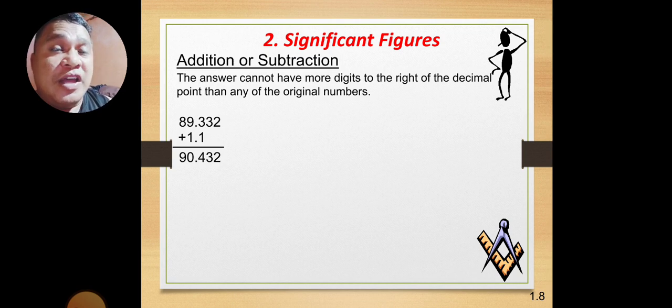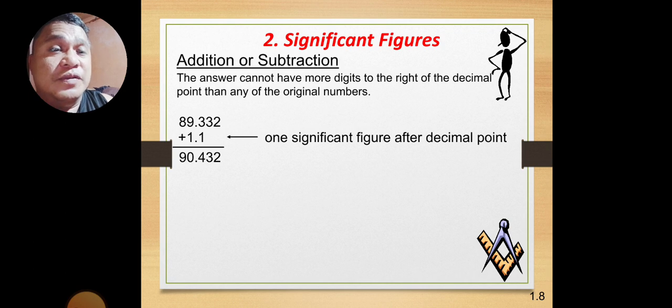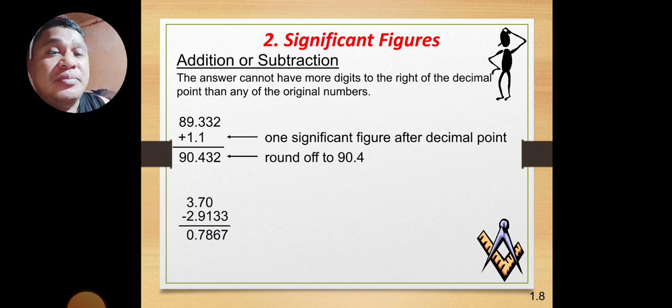So since you have to follow the rule which is 1, you have to drop the 2 and 3 so that you have an answer of 90.4. So in that case, 1 significant, rounded off to 90.4. Just 90.4 because the given with the least is 1 after the decimal.